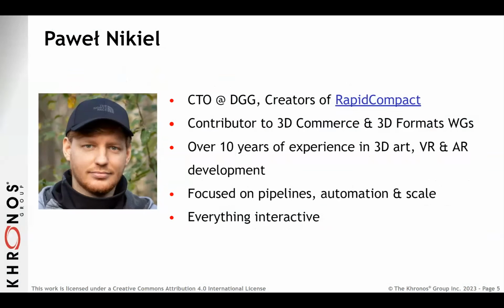Hey, thanks, Jeff. So, as mentioned, my name is Paweł. I'm CTO at DGG. We're creators of Rapid Compact, the optimization software. I'm a contributor to 3D Commerce and 3D Formats working groups for Khronos. I have over 10 years of experience in 3D art, virtual and augmented reality development. I'm focused mainly on pipelines, automation, and scalable delivery of 3D content. And I like to play with or create anything that has to do with interactive.